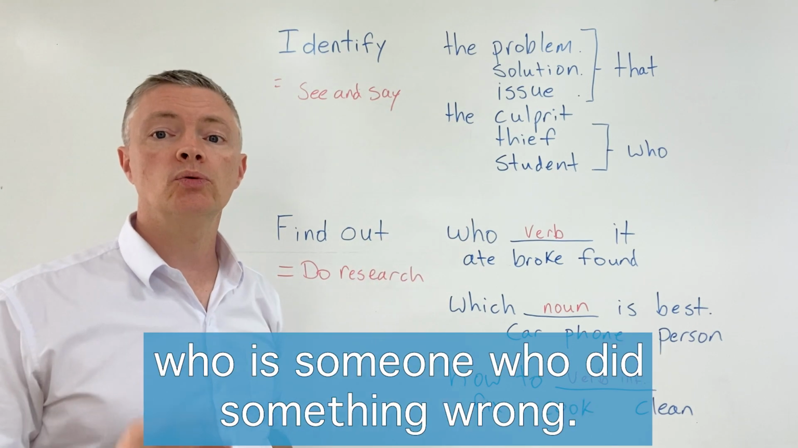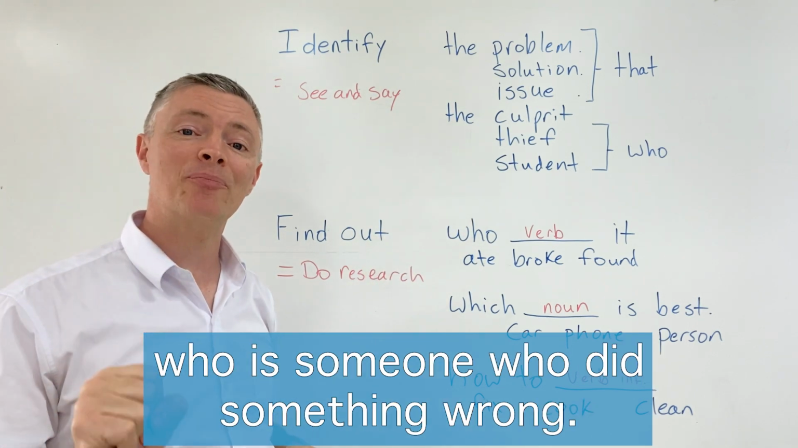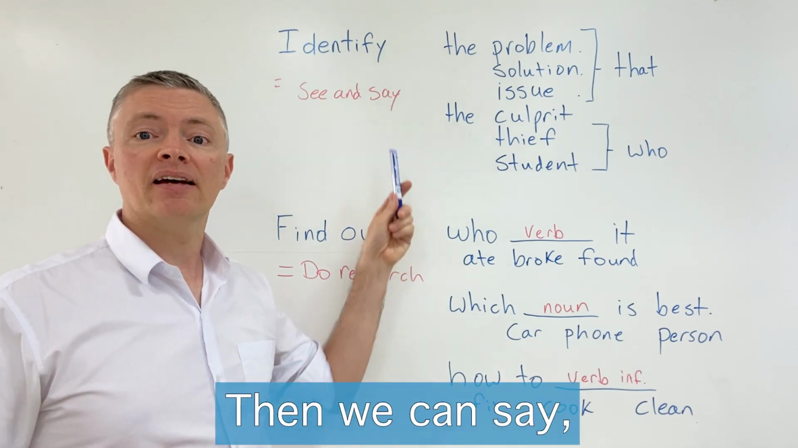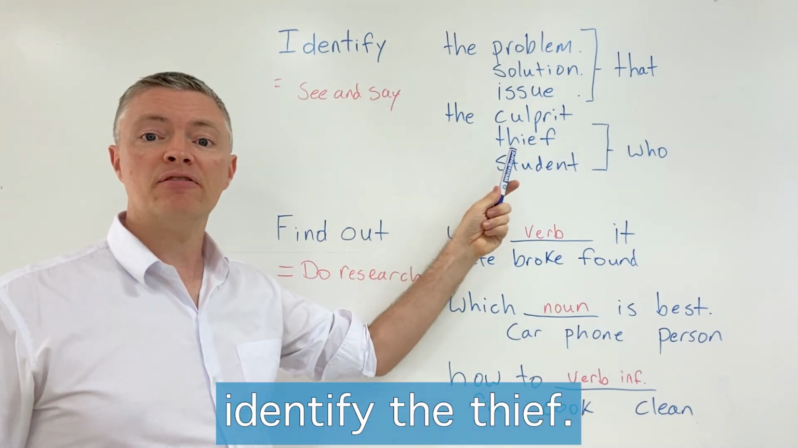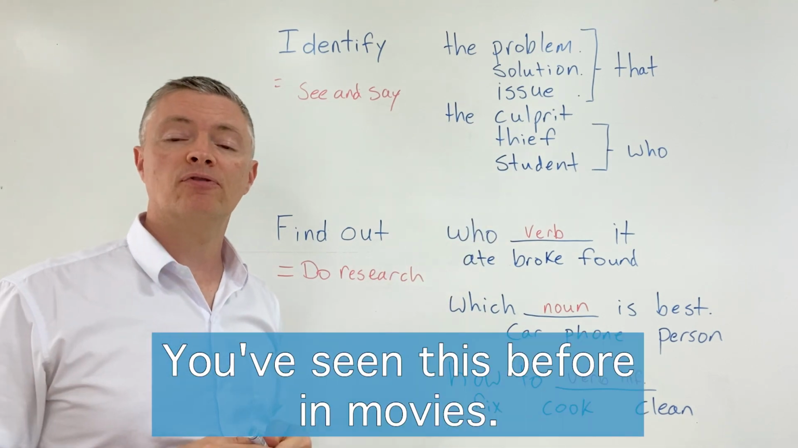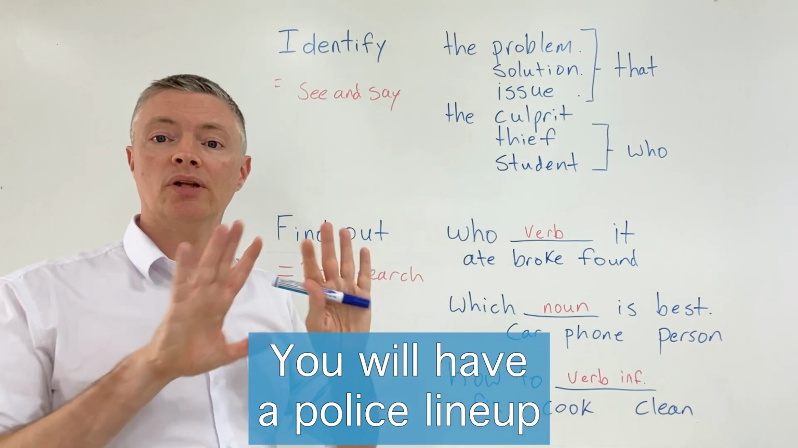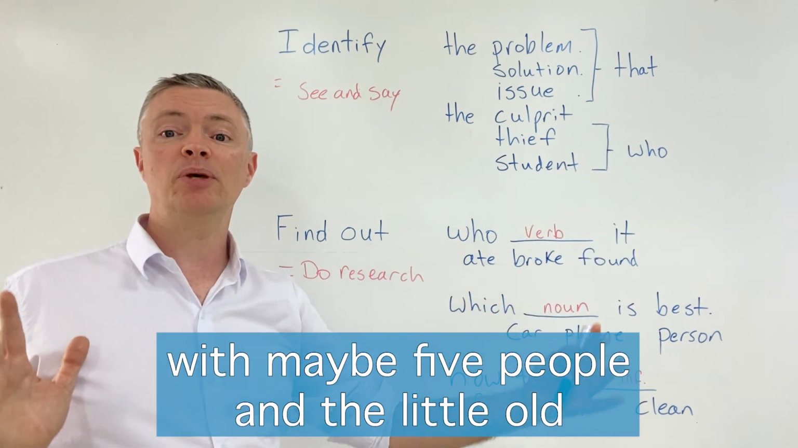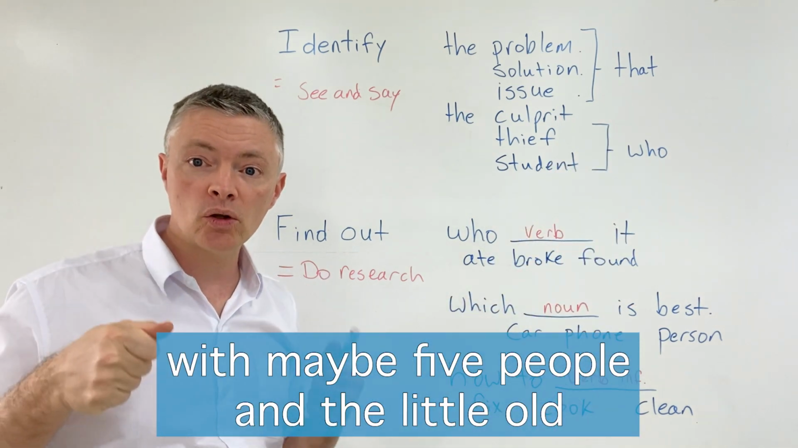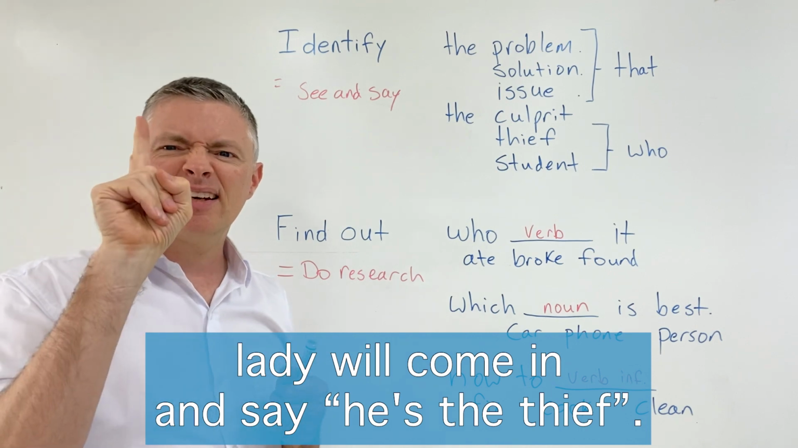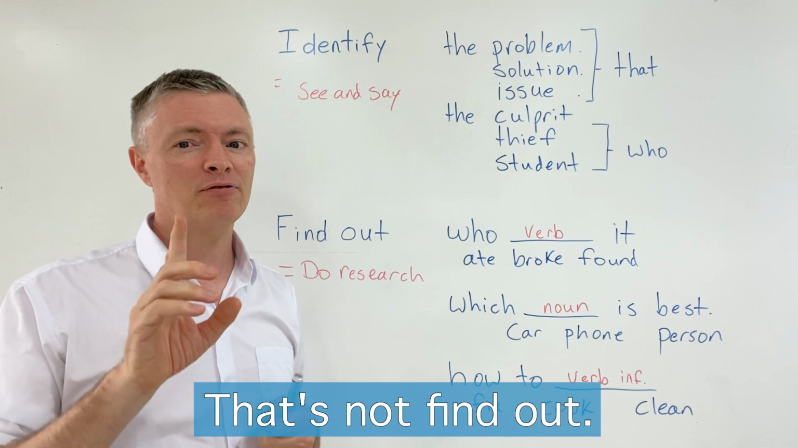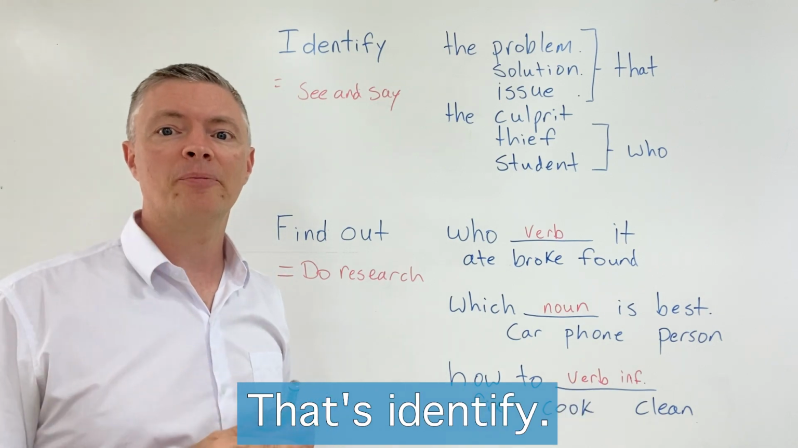The culprit is someone who did something wrong. Then we can say identify the thief. You've seen this before in movies. You will have a police lineup with maybe 5 people, and the little old lady will come in and say, "He's the thief." That's identify. That's not find out, that's identify.